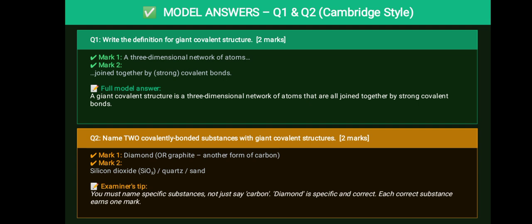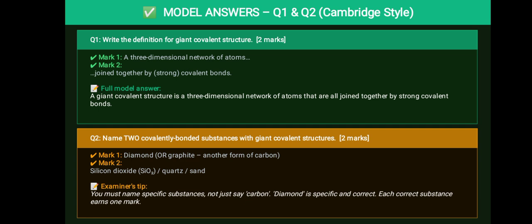Mark number 1 comes from just saying a 3-dimensional network of atoms, and for the second mark you are able to get that they are joined together by covalent bonds. So what will be your answer? A giant covalent structure is the 3-dimensional network of atoms that are all joined together by strong covalent bonds. You will have to learn this definition word by word.